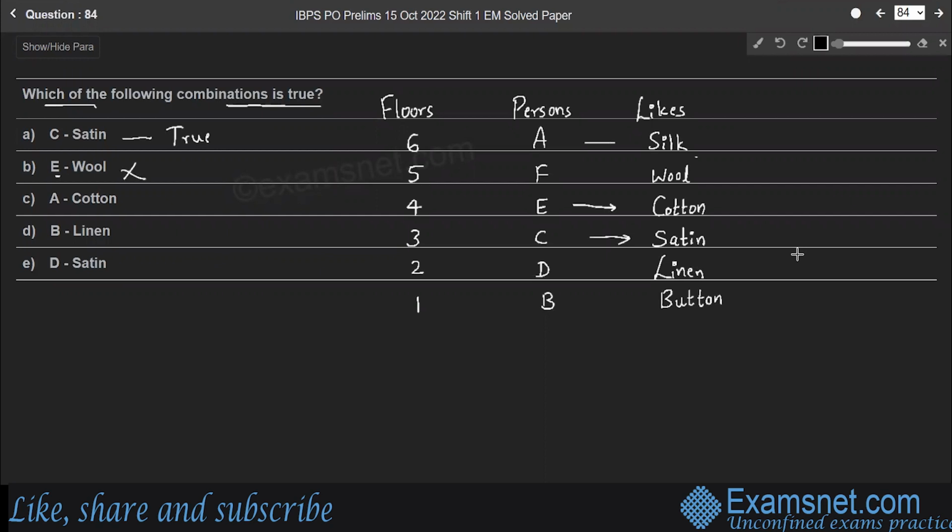A cotton is also not true. B linen. B likes button. Therefore, which is not true. And D satin is also not true. Therefore, option A is the right answer. C likes satin.